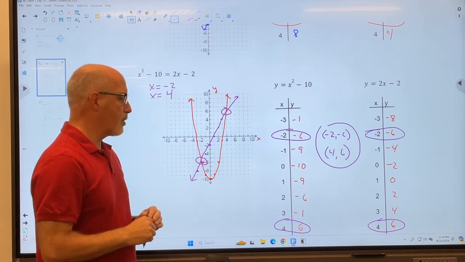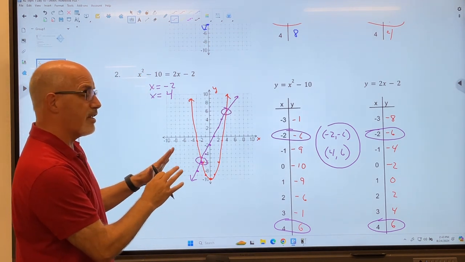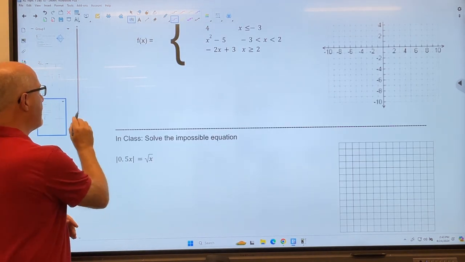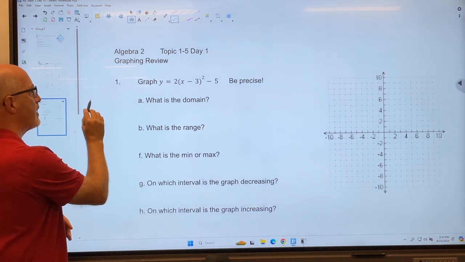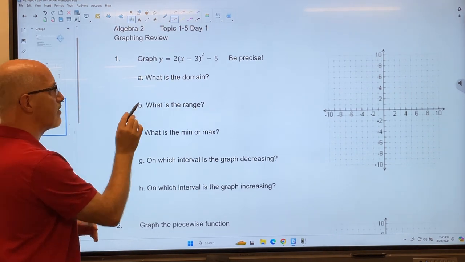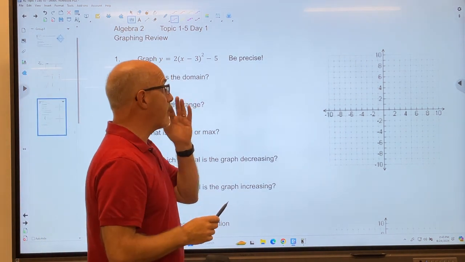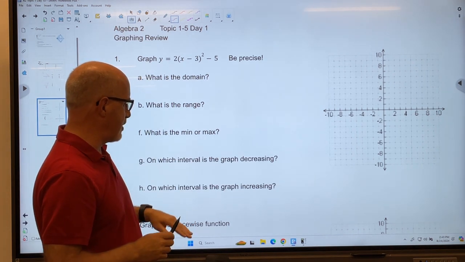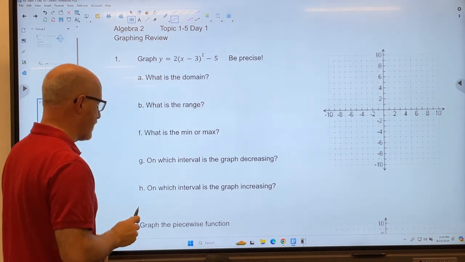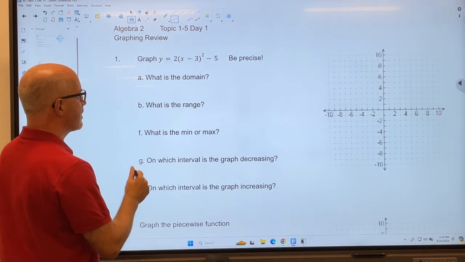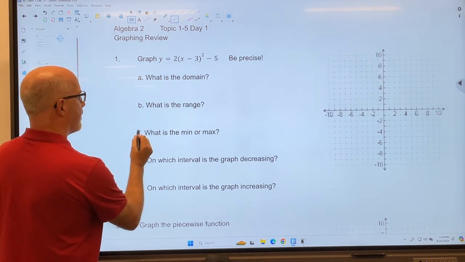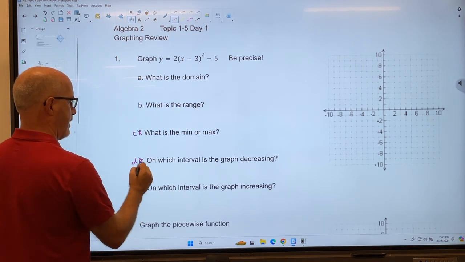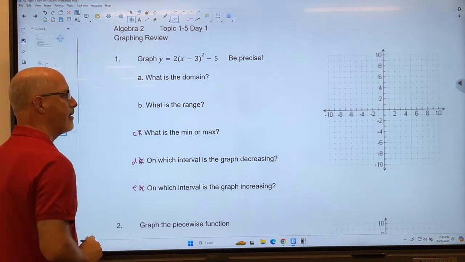Now what we're going to do is the new material. Let's go ahead and do some review just so that we're keeping track of some of the topics we've already done. So just a reminder of graphing some of these. We want to be precise in our graph, do domain, range, min, max, decreasing, increasing, and then we're going to do a piecewise function just to review, okay? Looks like these letters should have been different. This should have been a C, this should have been a D, and this should have been an E, okay?